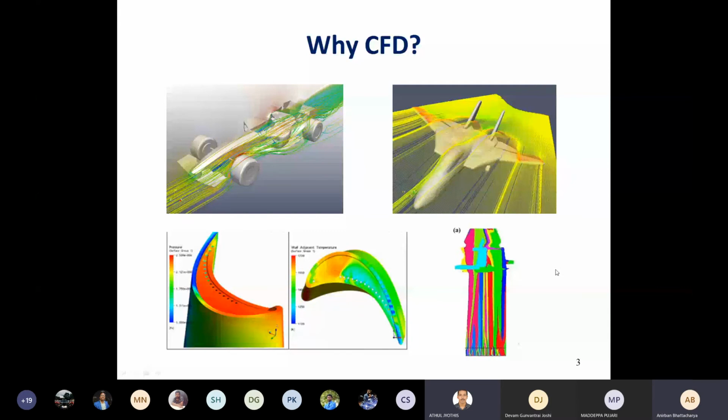So directly you cannot make sure that these results are correct. There are a lot of checks and balances. When we go through CFD, we will see that if you are not careful, you can get spurious results.